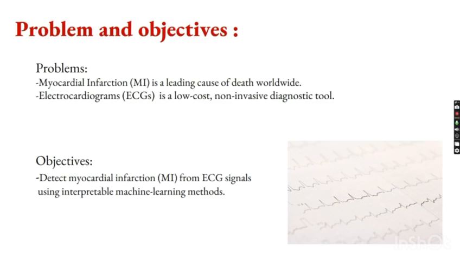First, let's start talking about problems and objectives. I will start with the problems. Myocardial infarction is one of the leading causes of death around the world. ECG is a low-cost, non-invasive diagnostic tool that is used in many hospitals nowadays. However, ECG signals are often noisy and vary between patients, which makes automatic detection difficult. Therefore, our objective from this project is to use understandable machine learning techniques to identify myocardial infarction in ECG signals.